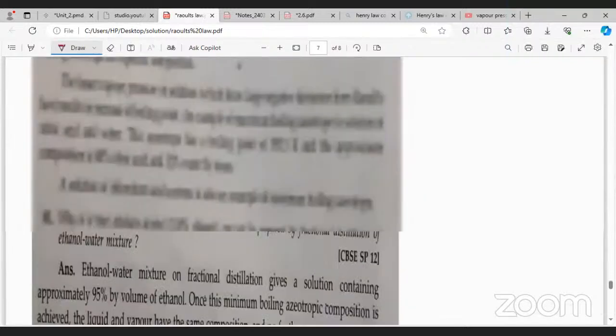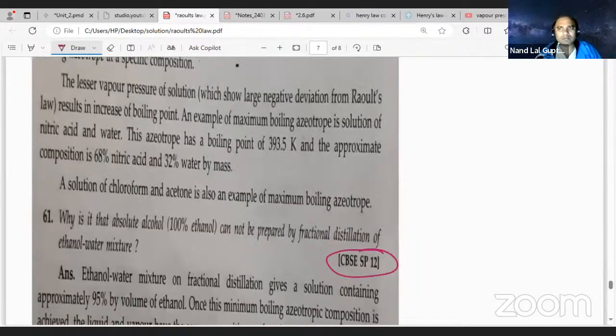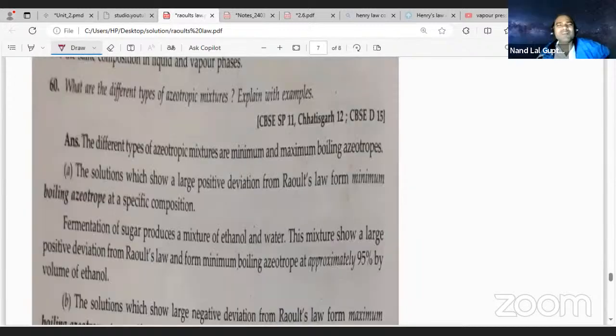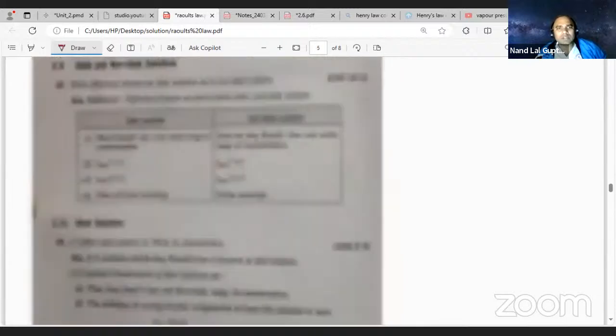This is a board question. See, CBSE 2012. Sir, but which book is this, sir? I do not have this book. Book is not required. The answer is from NCERT only. Book, what will you do with the book?